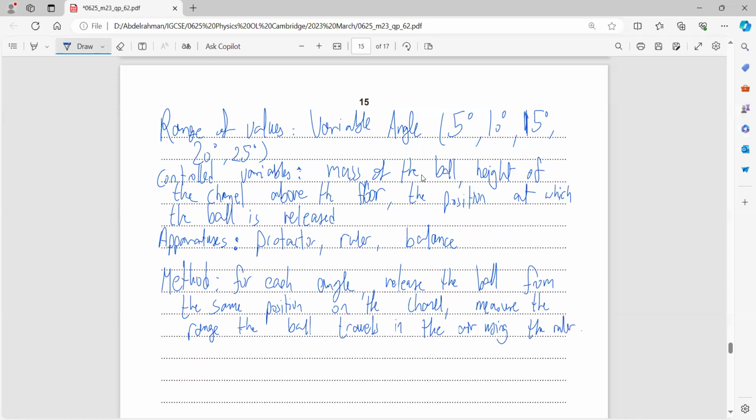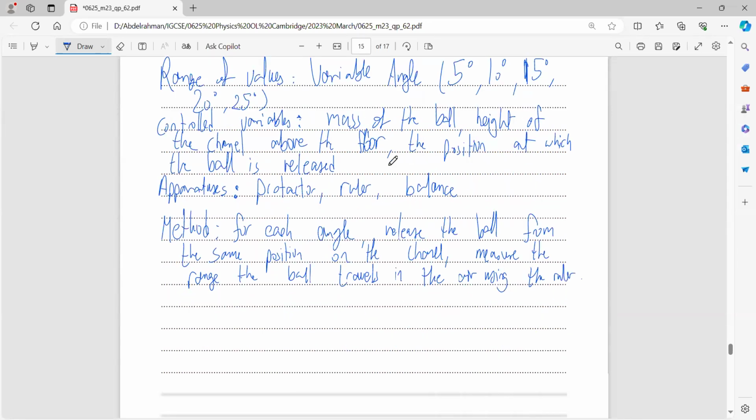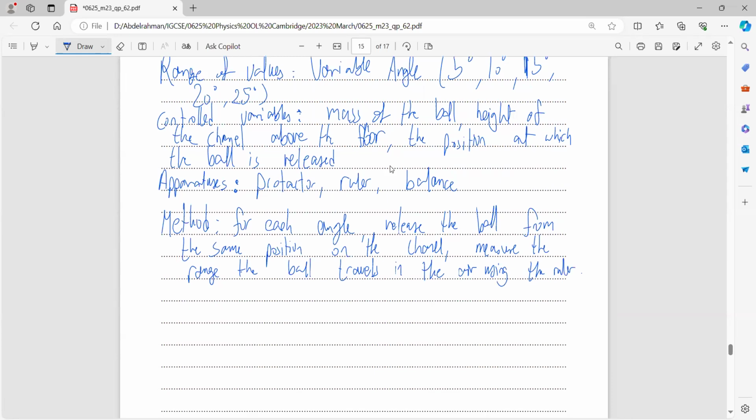And then you have to say repeat the process for all the other values of the angle. Repeat the process for all other values of the angles. That's it. This is the method.